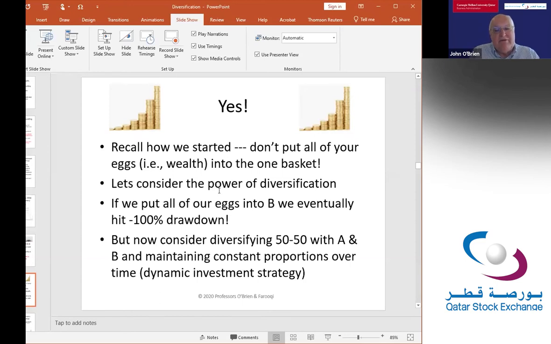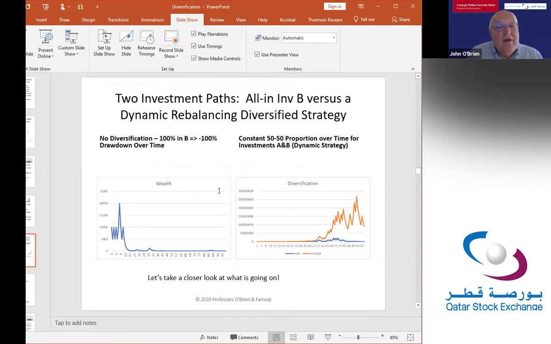But now consider diversifying 50-50. 50% of your money you allocate to A, 50% of your money you allocate to B, and you keep those ratios at 50-50. So that means if you take some payoff from A, if you lose money in B, you've got to now borrow from A and make that up to the 50-50 again. So you're always maintaining 50-50 over time. It's actually a very dynamic investment strategy. But look at what happens. The left-hand side was 100% in B. It hits minus 100% drawdown, or you lose it all.